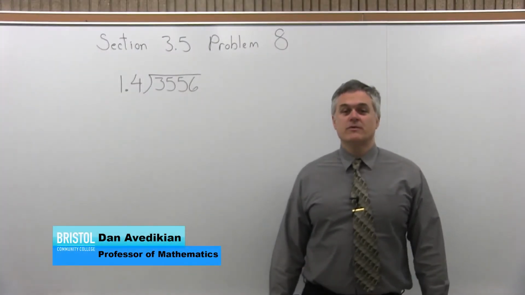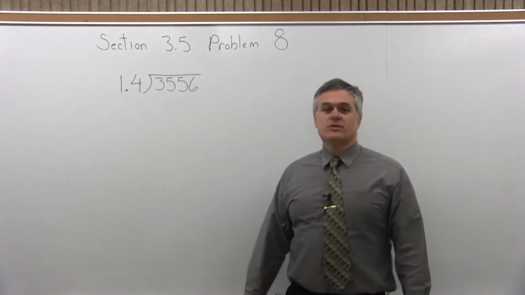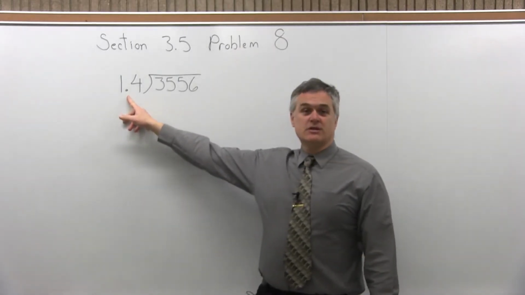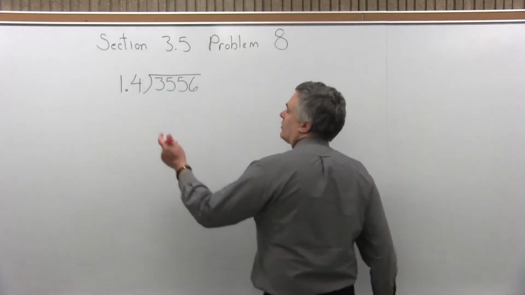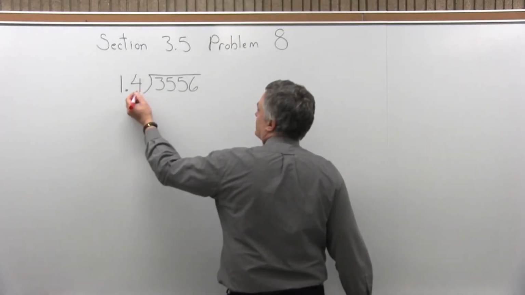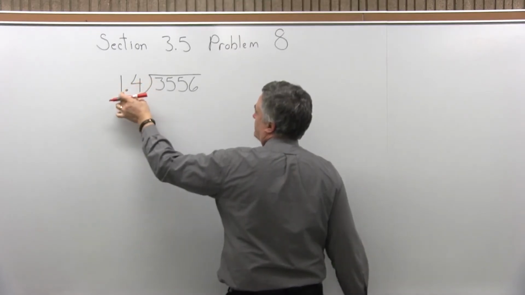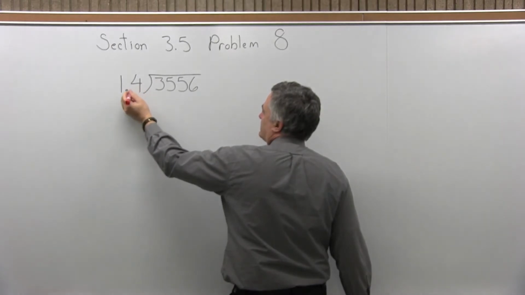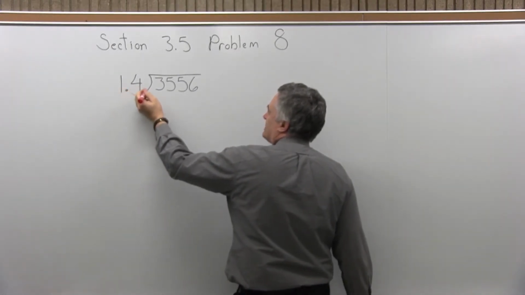This is Section 3.5, Problem 8. We have 1.4 divides into 3,556. Now, what we have to do is deal with the decimal in the 1.4. The rule is the decimal for the number outside of the division symbol, the right name for it is the divisor, has to be at the end or to the far right. So it has to come after the 4.